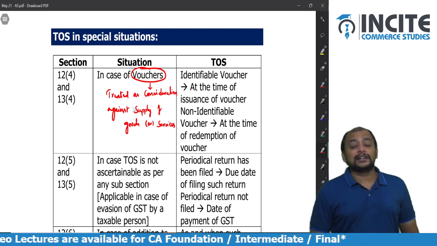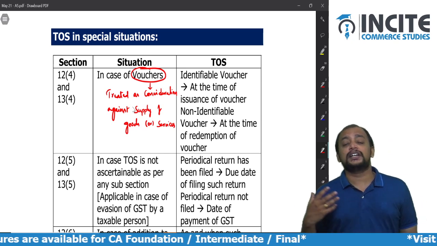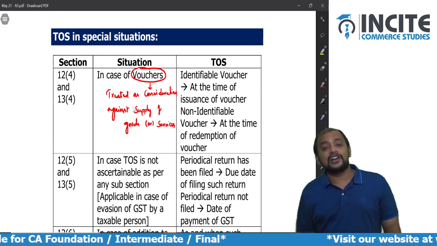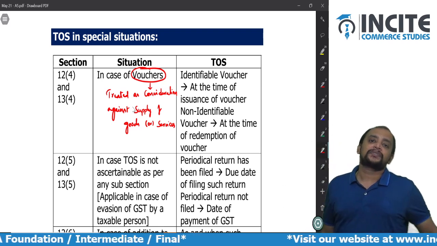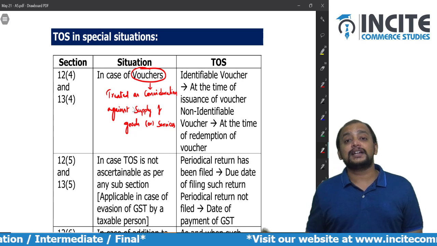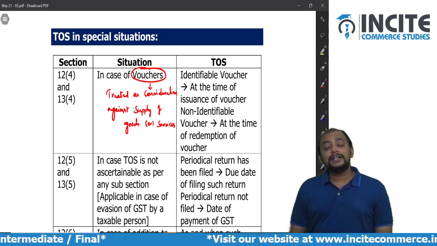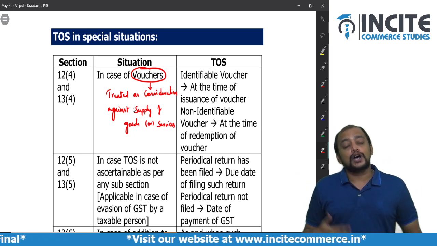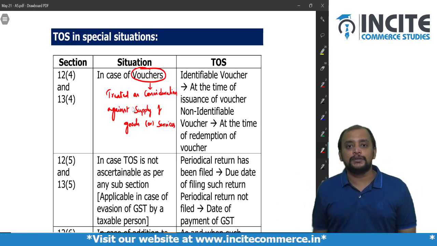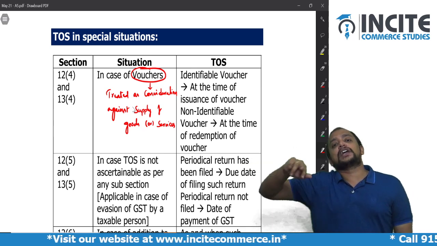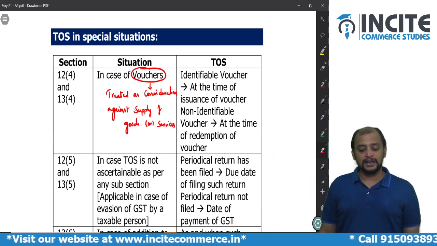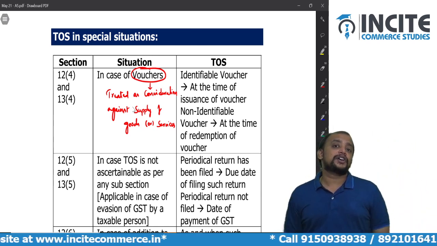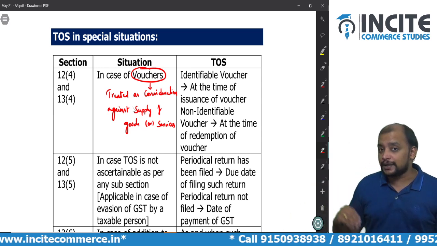Identifiable voucher: time of supply is at the time of issuance of the voucher. Because what is the deeming fiction I am taking? At the time when I give the voucher, I am considering that the pizza is sold and I will pay GST. That is identifiable. Non-identifiable means what? It can be redeemed against any product or service. So, I don't know against which product or service you will redeem. Therefore, whenever you redeem, at that time only the time of supply arises. So, in case of an identifiable voucher, it is at the time of issuance of the voucher. In case of a non-identifiable voucher, it is at the time of redemption.